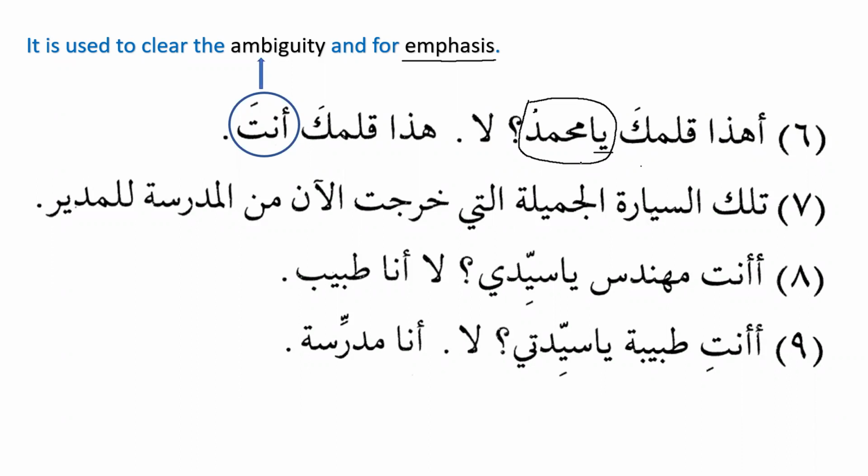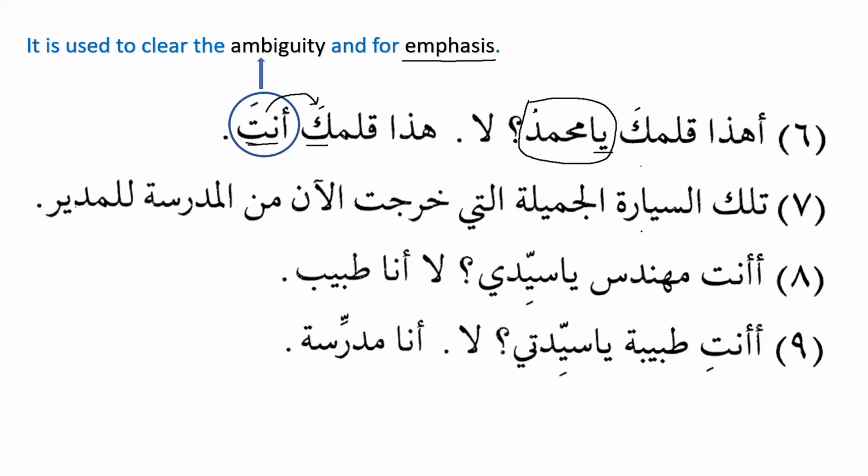But if it's not clear, then the second way is to use the pronoun which matches the pronoun that has been used before. So this is detached pronoun and this is attached pronoun. So the detached pronoun must be equal to the attached pronoun. For example, if you say qalamuka, you say anta. If you say qalamuki, you say anti. So we need to be careful about this as well.